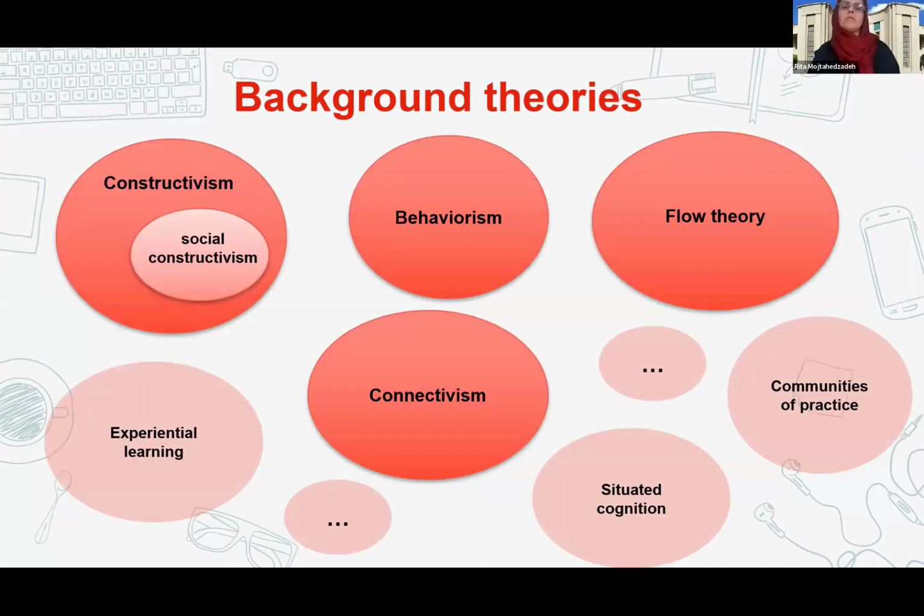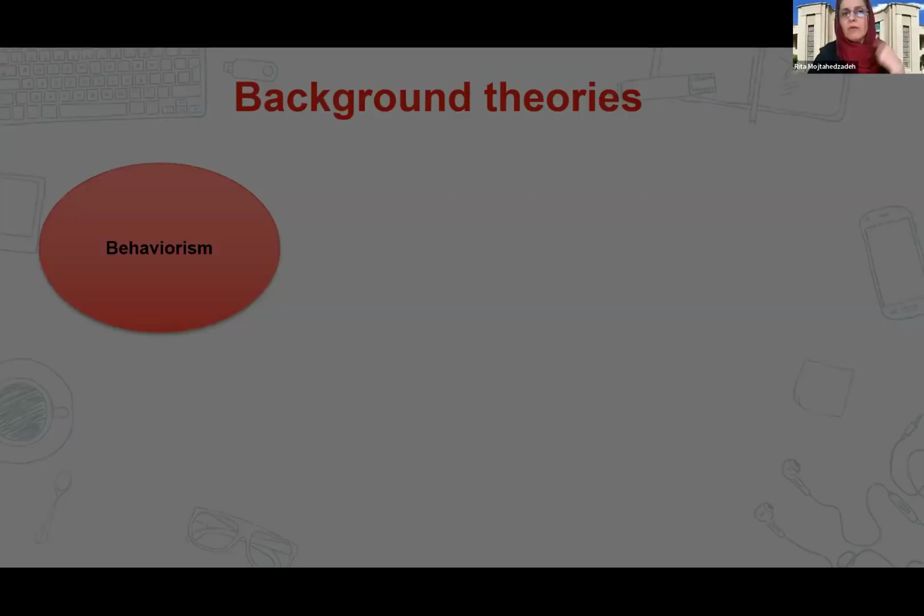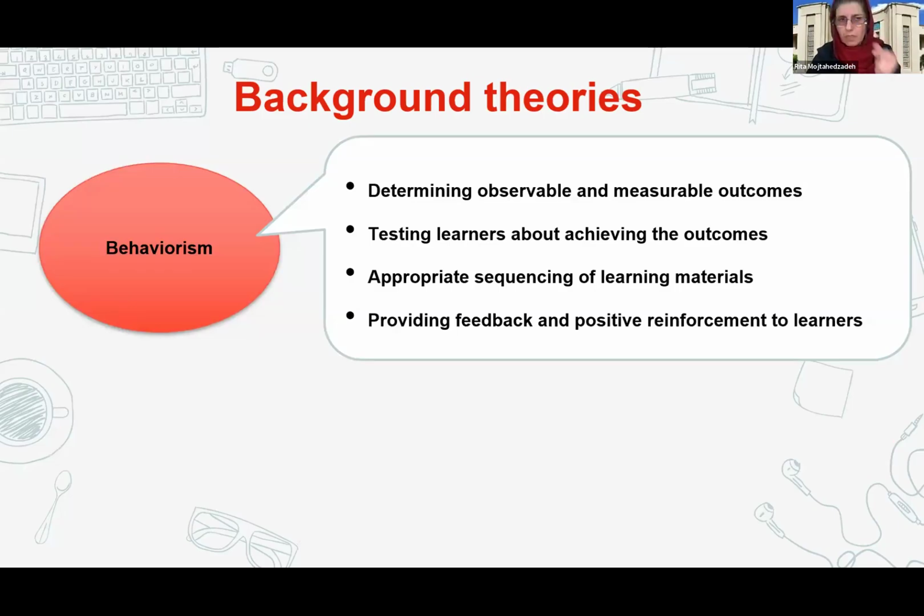There are different background theories. Maybe some of our students participating in this webinar are not familiar with these terms, but my colleagues, some of you, I'm sure are familiar and know what they are. But let me go through some of them. The first theory is behaviorism. This theory says that you should define measurable outcomes. You should test learners about achieving these outcomes. You should sequence the learning material according to the outcomes, and you should provide feedback and positive reinforcement to the learners.